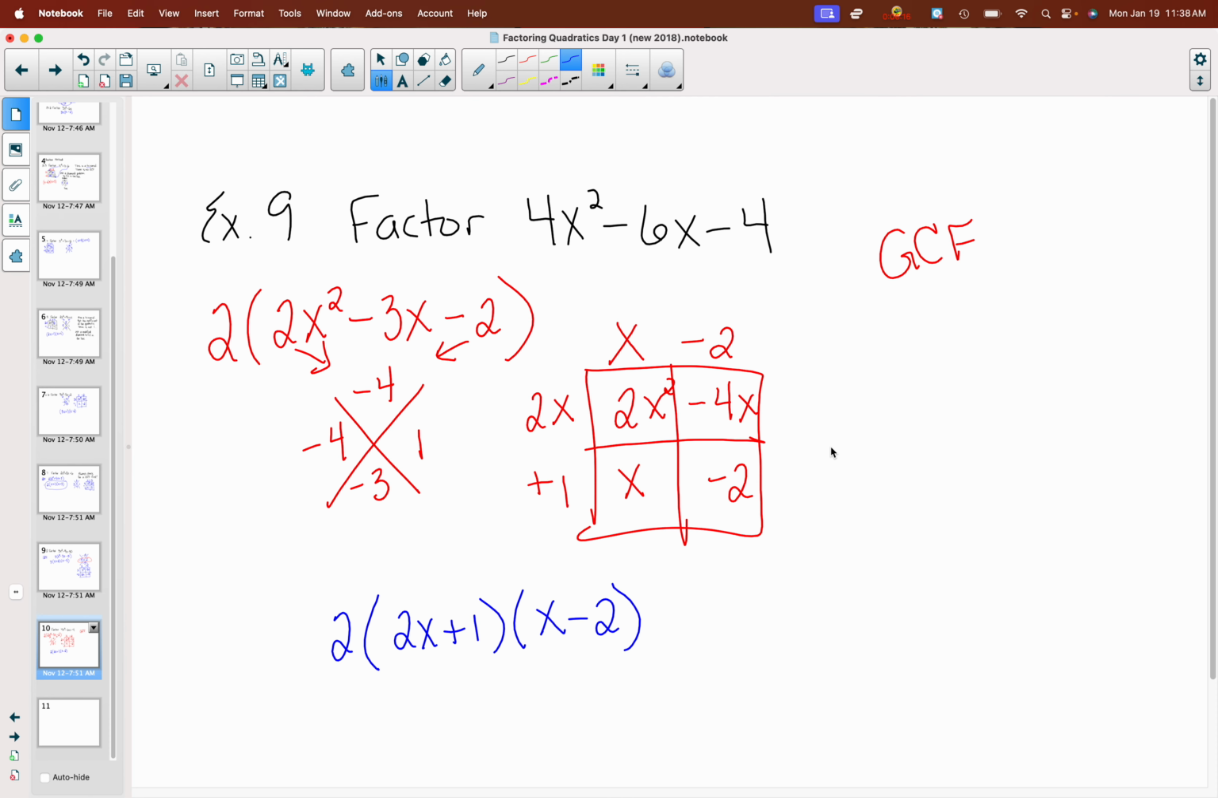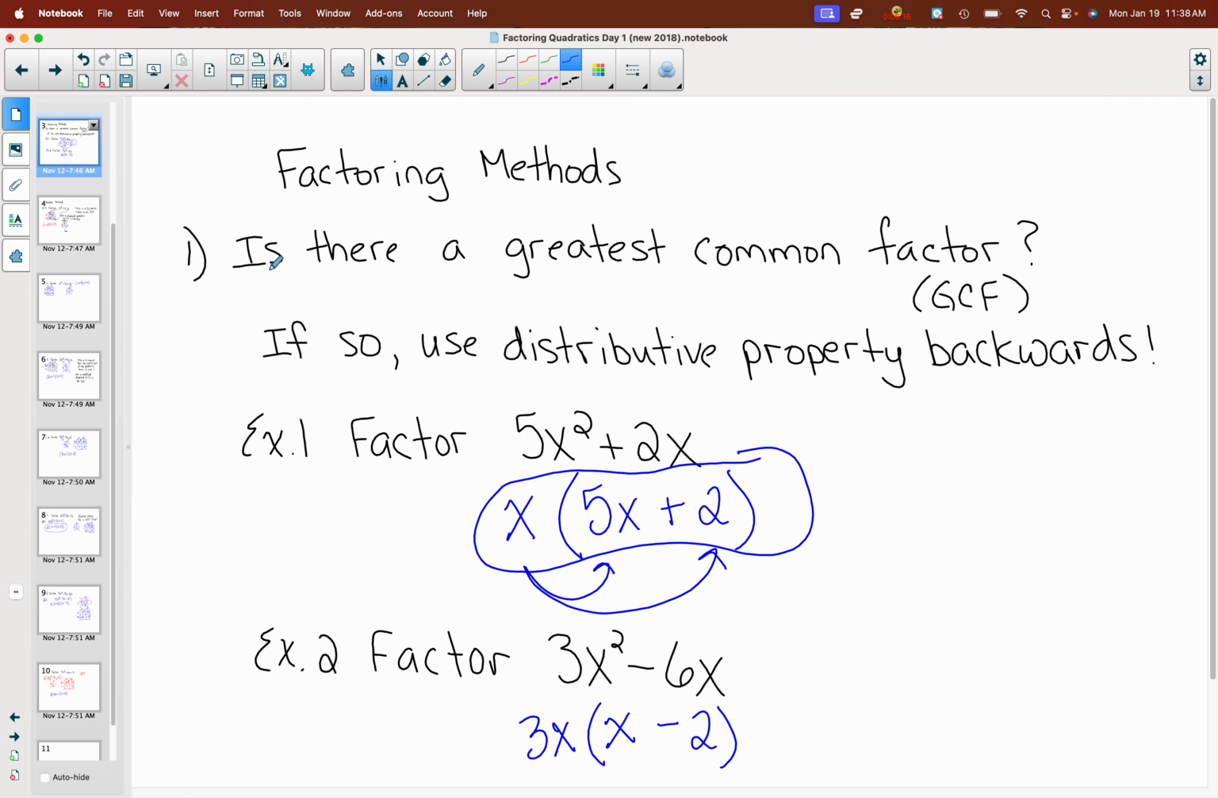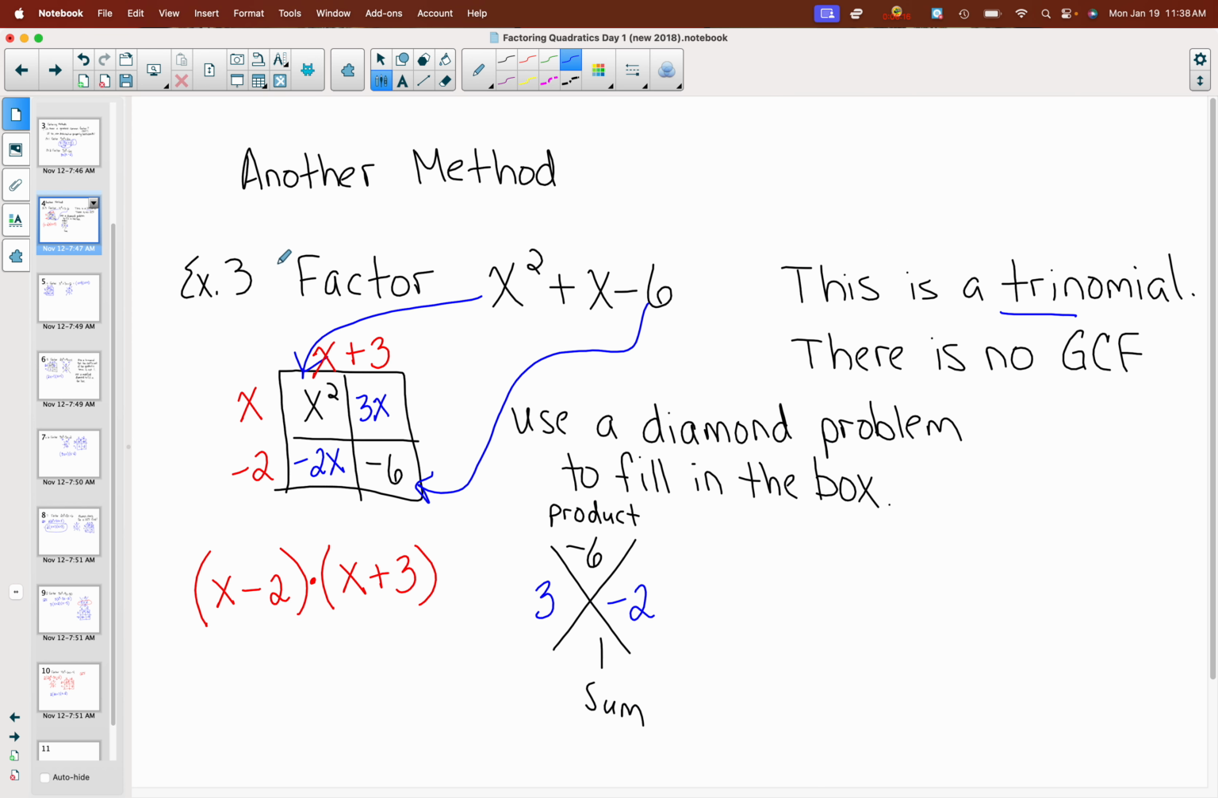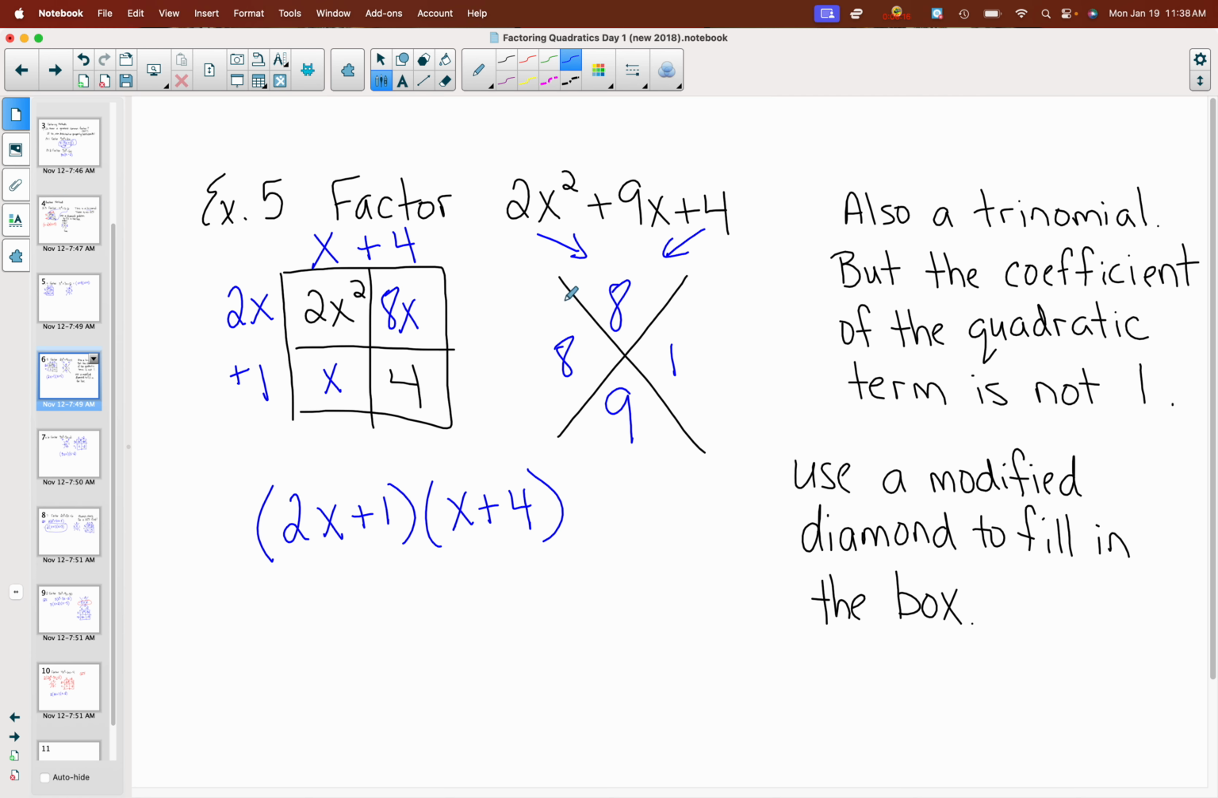So that kind of goes through 3 different types of factoring. One was just GCF that I started with, checking that first. One was doing a diamond problem, and if the coefficient of the x squared is just a 1, you could use that shortcut. Or if there's a coefficient that is not a GCF that can be factored out, then you actually have to do the modified diamond to fill in the box. And so hopefully that helps you with how to factor.